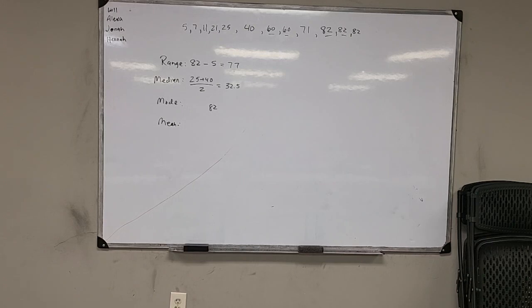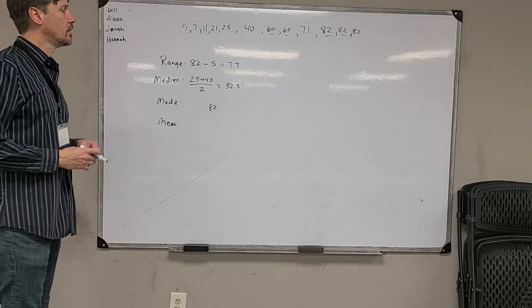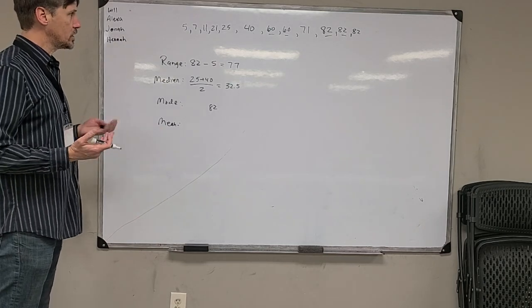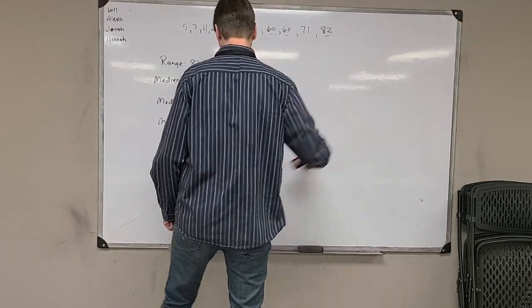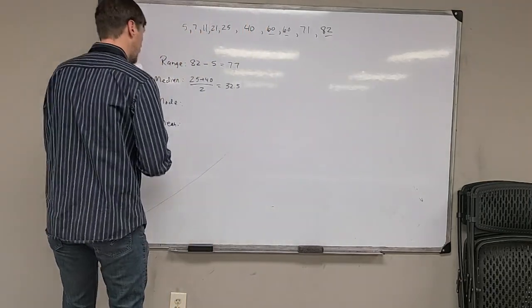So the mean is what we also refer to as the average, right? That's how most of us think of that word. Think of this term here. And with the mean, we just add them all together. So I'm gonna erase those extra 82s that I put in there, change that back to 60.